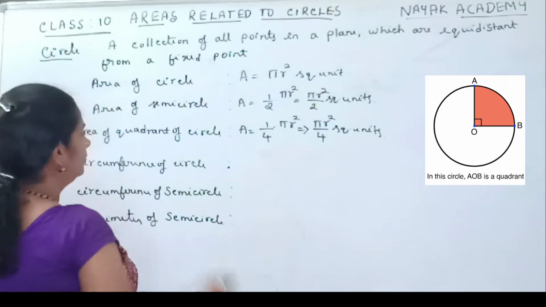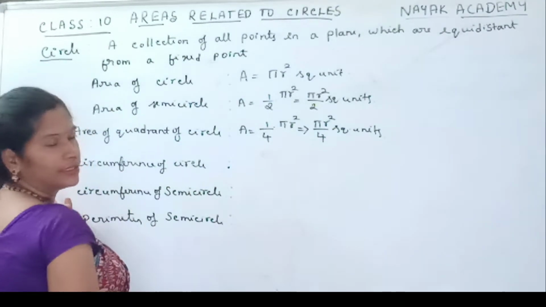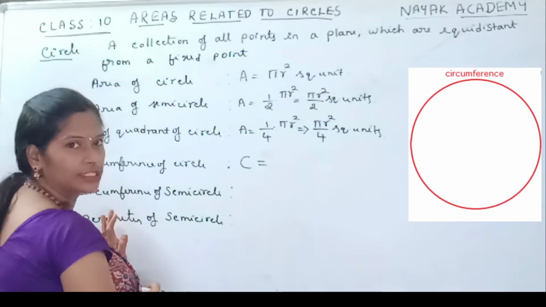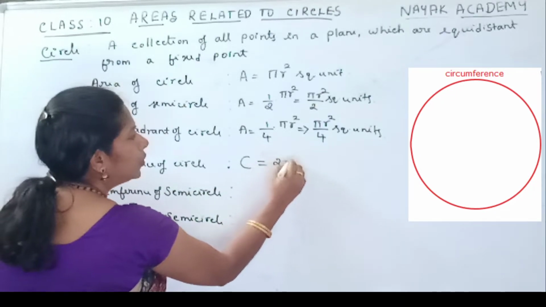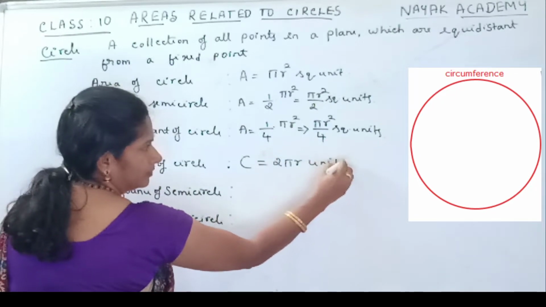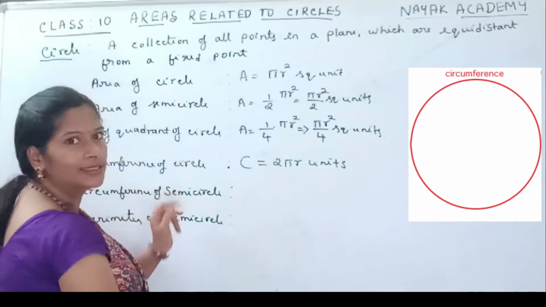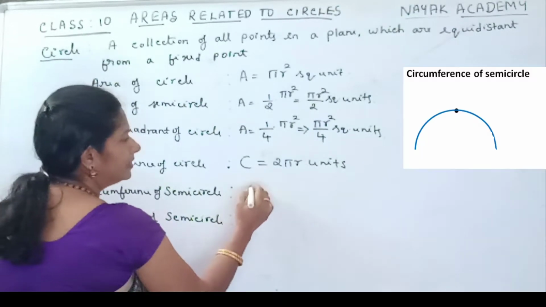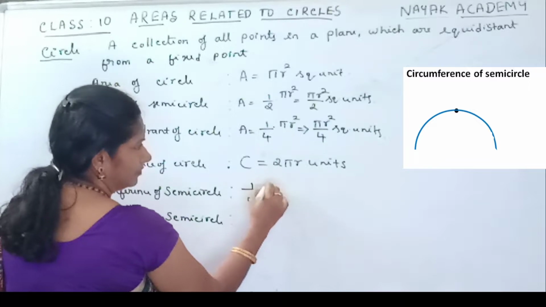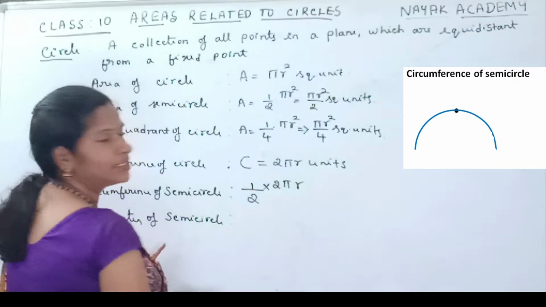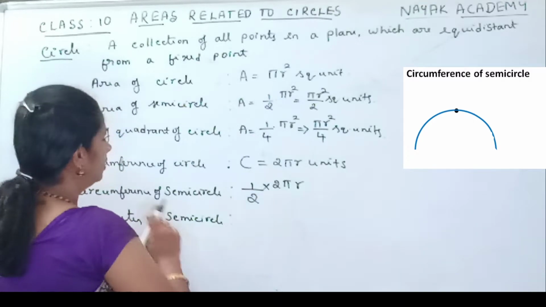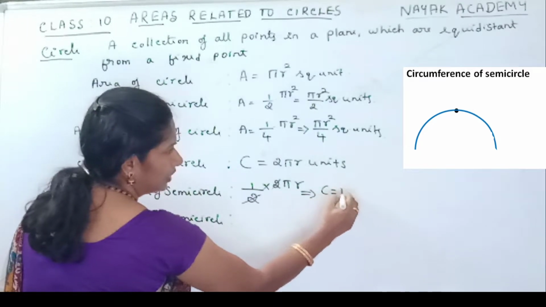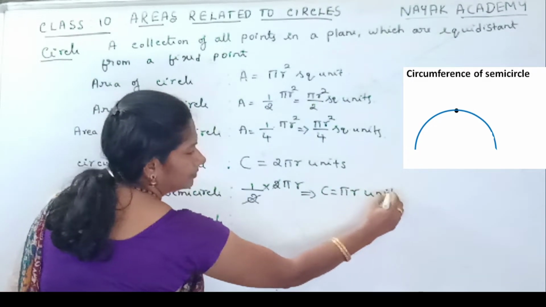Now let us learn the circumference of the circle. You know that the formula to find the circumference of the circle is C equal to 2 pi r units. The boundary of a circle is called the circumference. Circumference of the semicircle is half of the circumference. Half of the circumference of the circle is called the circumference of the semicircle. So the 2 and half get cancelled, that implies C is equal to pi r units.